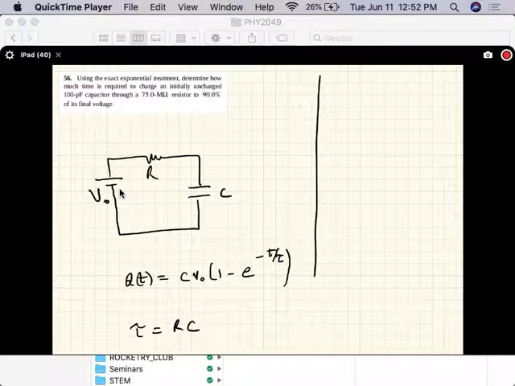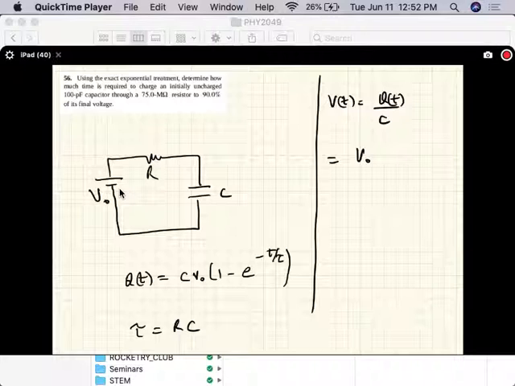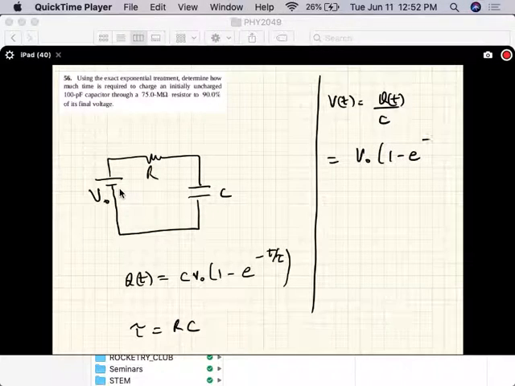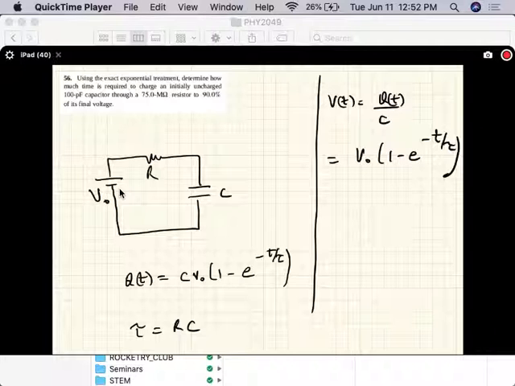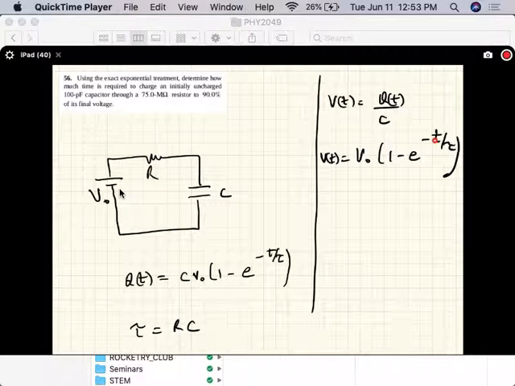And the voltage across the capacitor is Q(t) by C, equal to V naught, the battery voltage, times (1 minus e to the power minus t by tau). Okay. So that's how the voltage builds up across the capacitor. And you can see that at t equal to infinity, this term is 0. That would equal, at t equal to infinity, the fully charged capacitor would have the voltage of the battery.